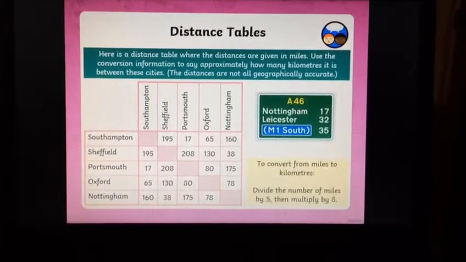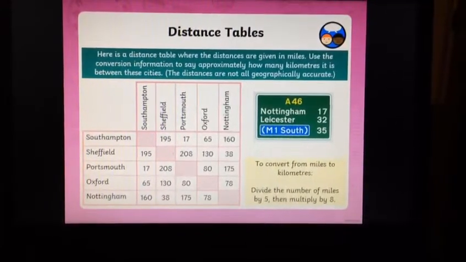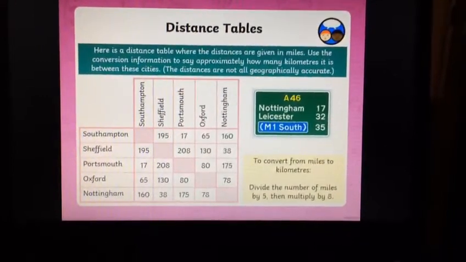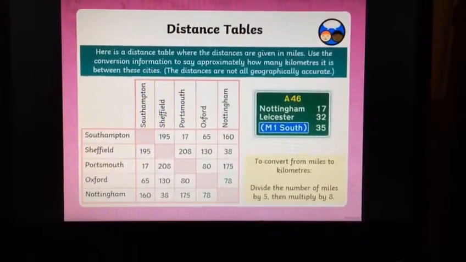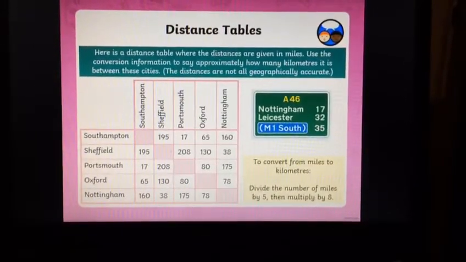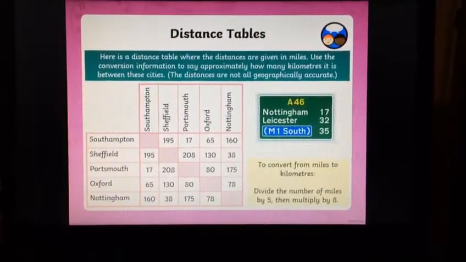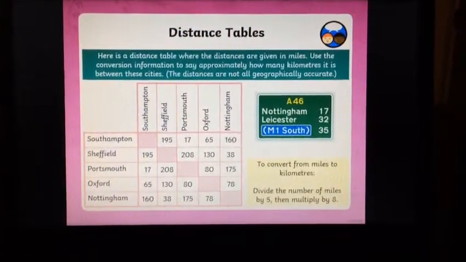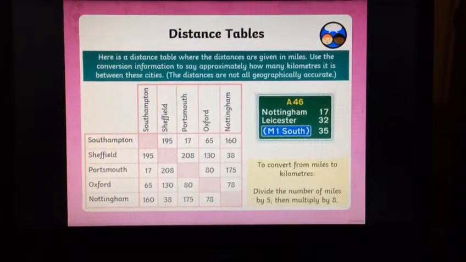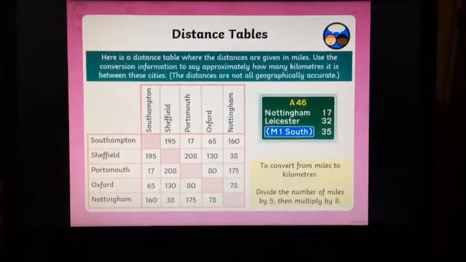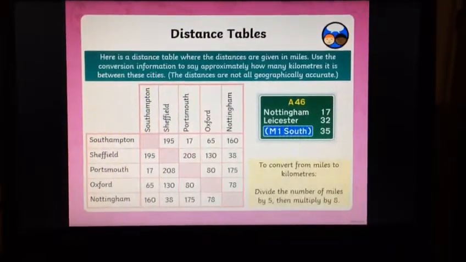So if you remember from yesterday, what you need to do is start with the number of miles. You need to divide that by 5 and then multiply by 8, because we learned yesterday that 5 miles is roughly the same as 8 kilometres. Now, if you forget that rule, you can see it's in the bottom corner there. So divide the number of miles by 5, then multiply by 8.